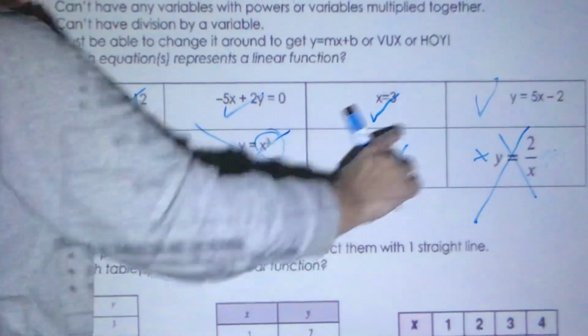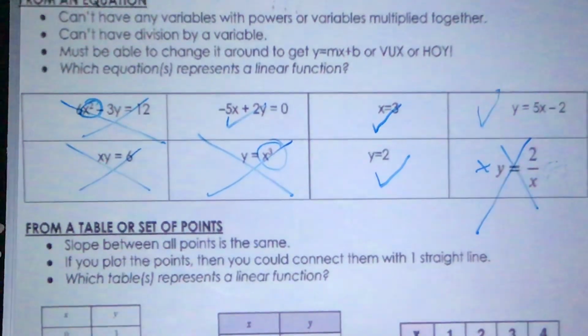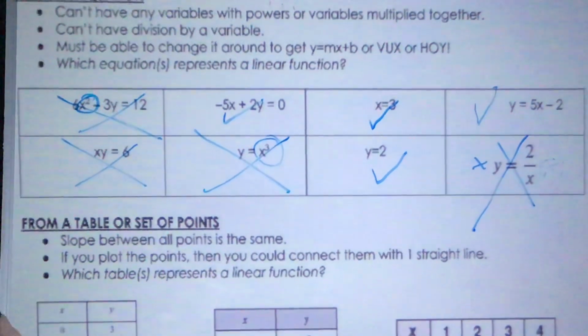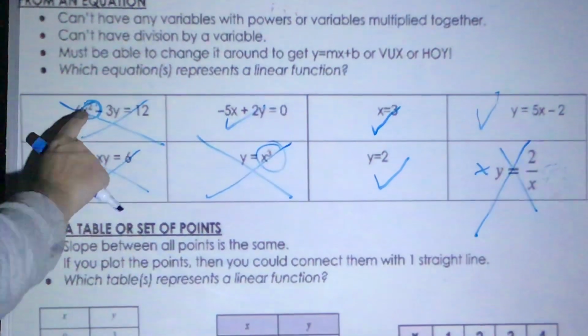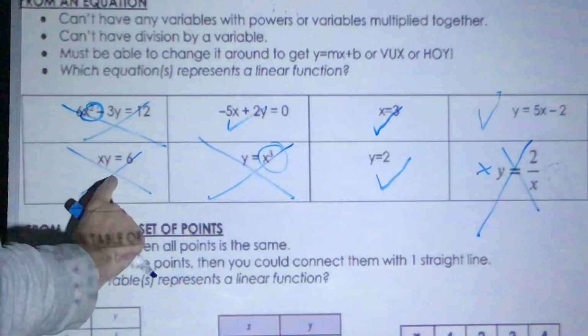So these 4 represent linear equations. You're looking for y equals mx plus b, a vertical line, or a horizontal line, or a standard form equation. You can't have exponents with your variables, and you can't have variables being multiplied together.